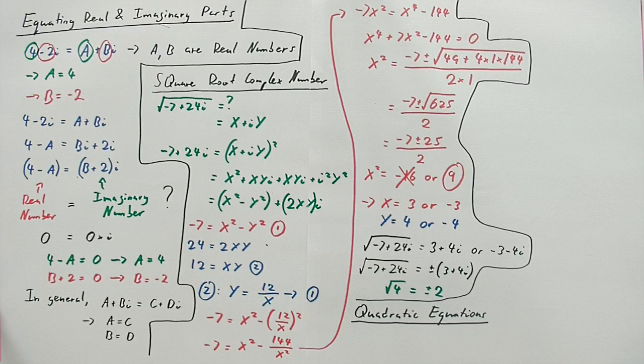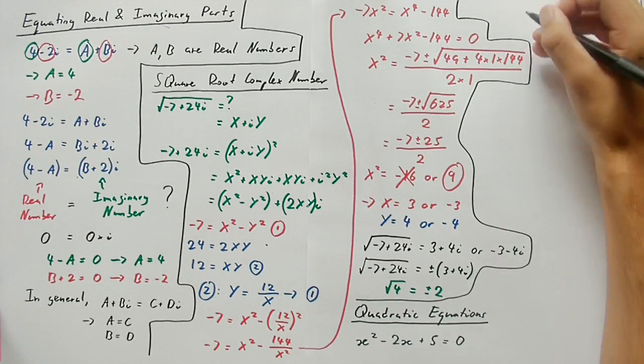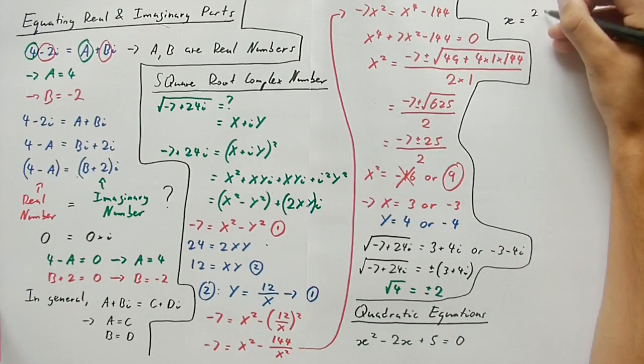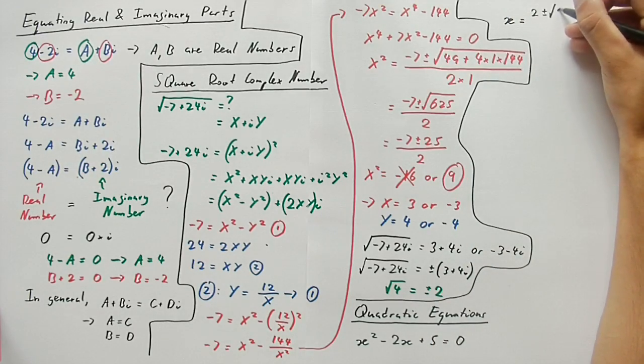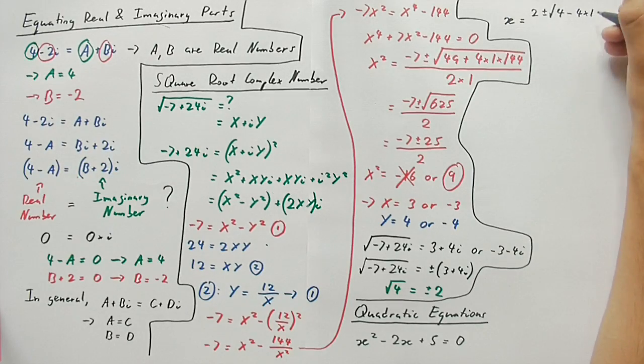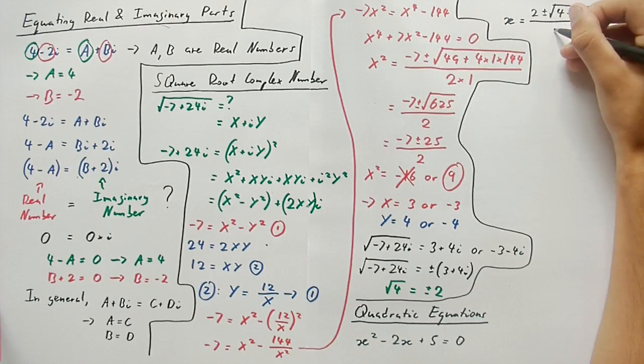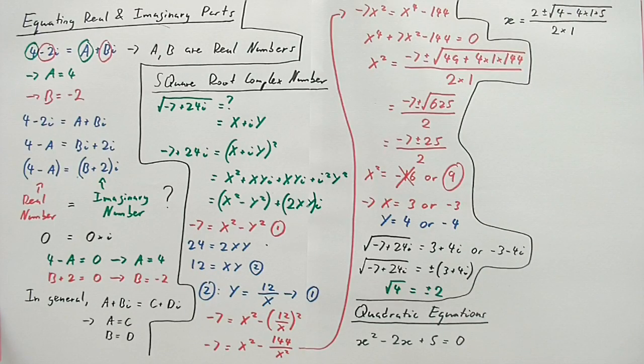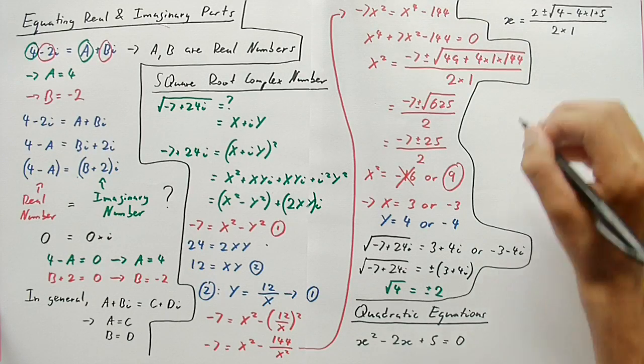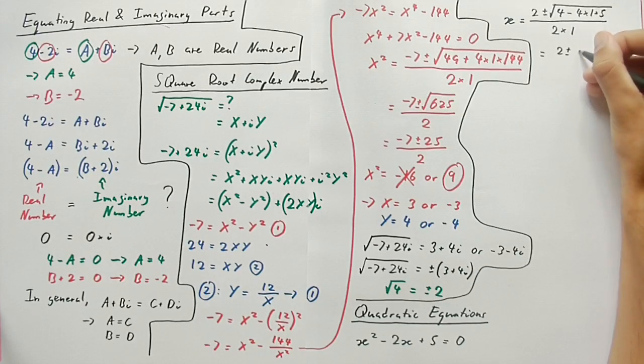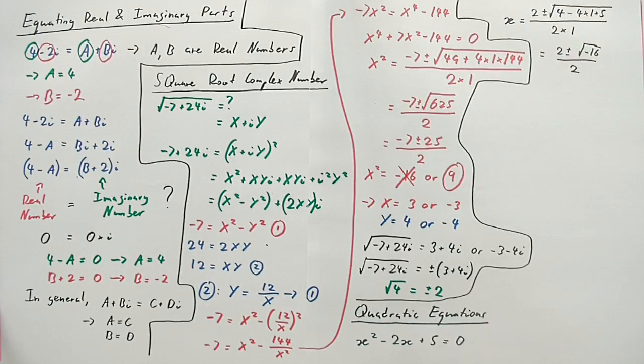So let's try an easy example first. Say we want to solve x squared minus 2x plus 5 is equal to 0. Now using the quadratic formula, we get that x is equal to 2 plus or minus the square root of 4 minus 4 times 1 times 5, all divided by 2 times 1. And now 4 minus 4 times 1 times 5 is equal to negative 16. So this simplifies to 2 plus or minus the square root of negative 16, all divided by 2.